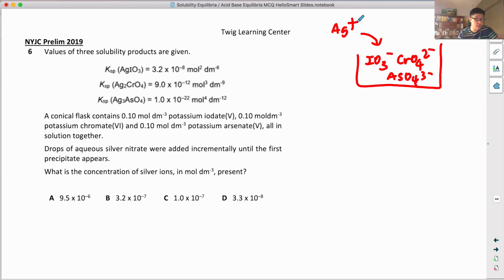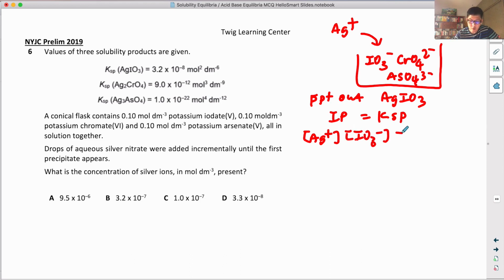Okay, so this one also you need to actually do your calculation. So just very quickly, in order to precipitate out silver iodate, the ionic product must be equal to the KSP, isn't it? So you do this, and the ionic product will be Ag plus times IO3 minus equals the KSP, which is 3.2 times 10 to the power minus 8. So you have the concentration of all of them. All of them is 0.1. I could see that the iodate is 0.1, the chromate is 0.1, arsenate is also 0.1.